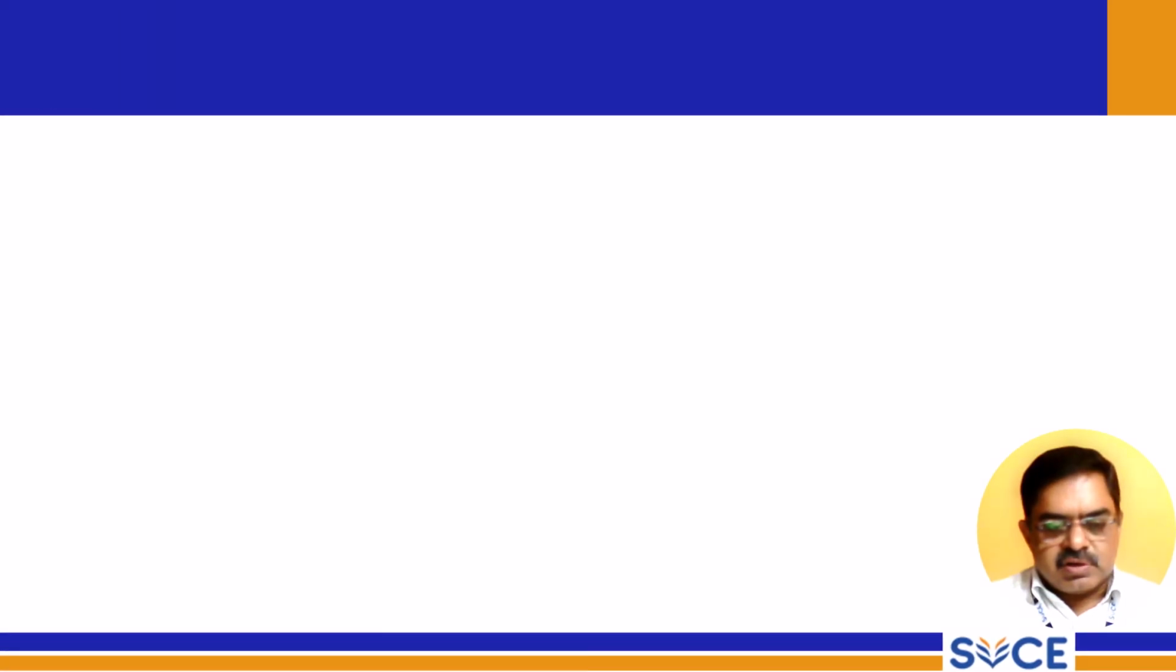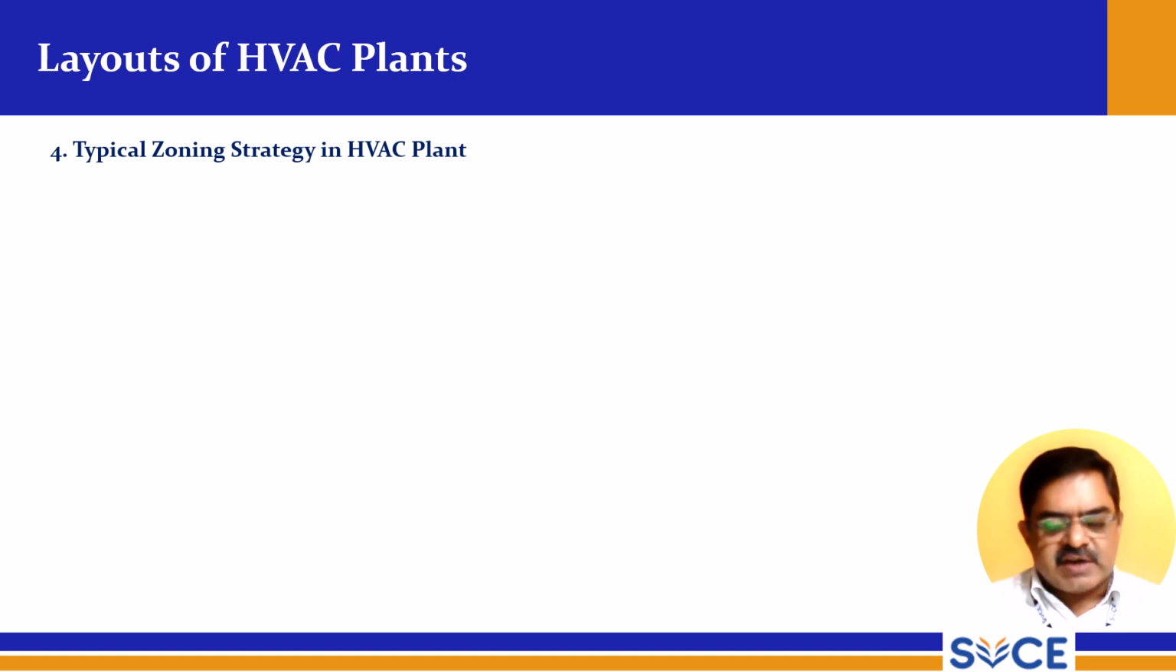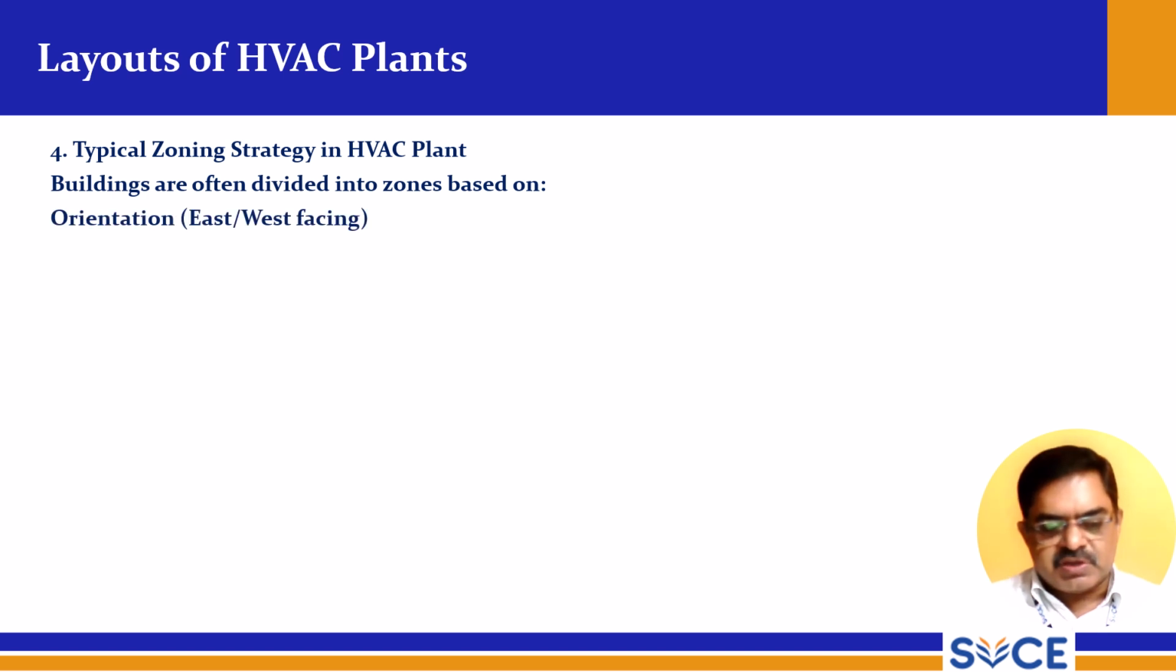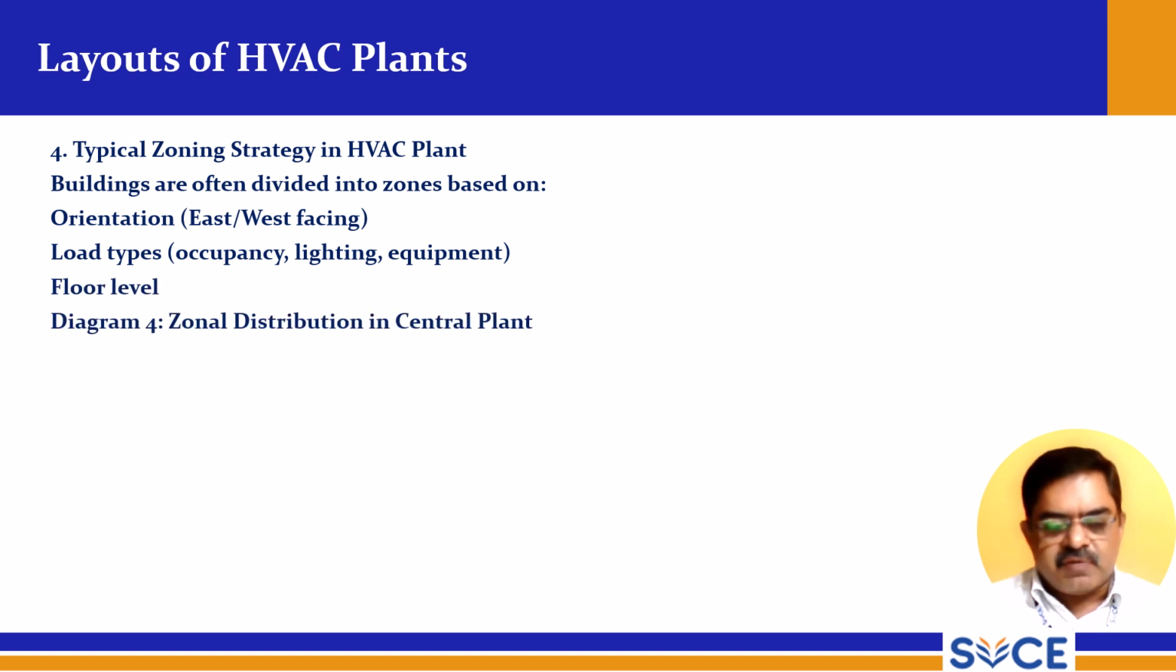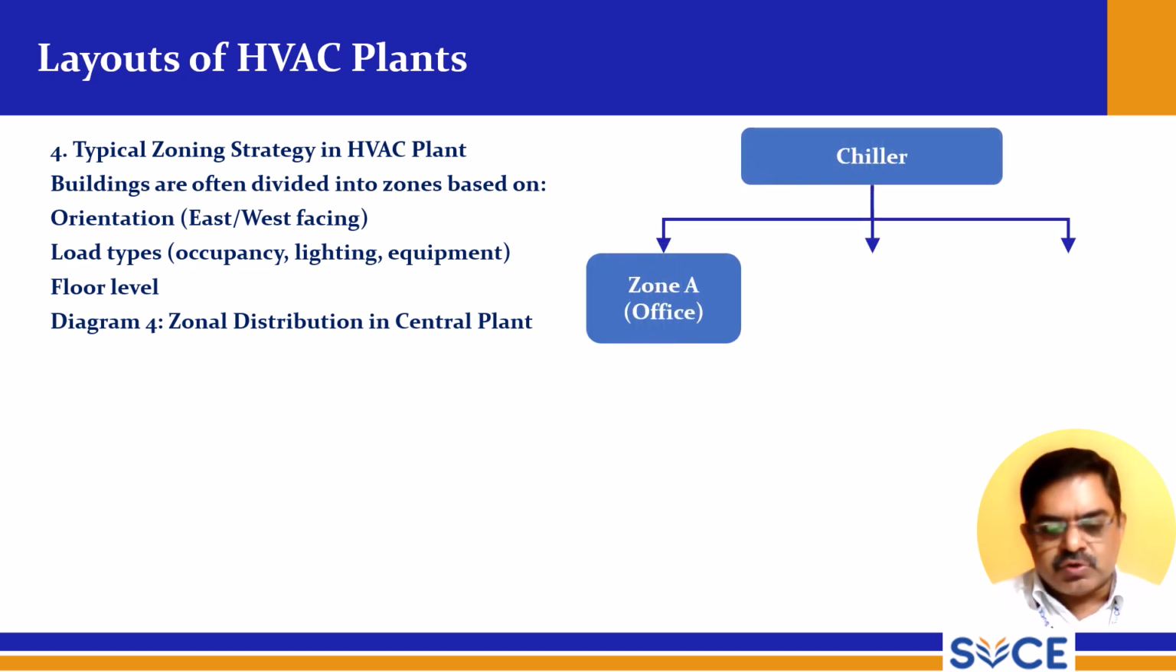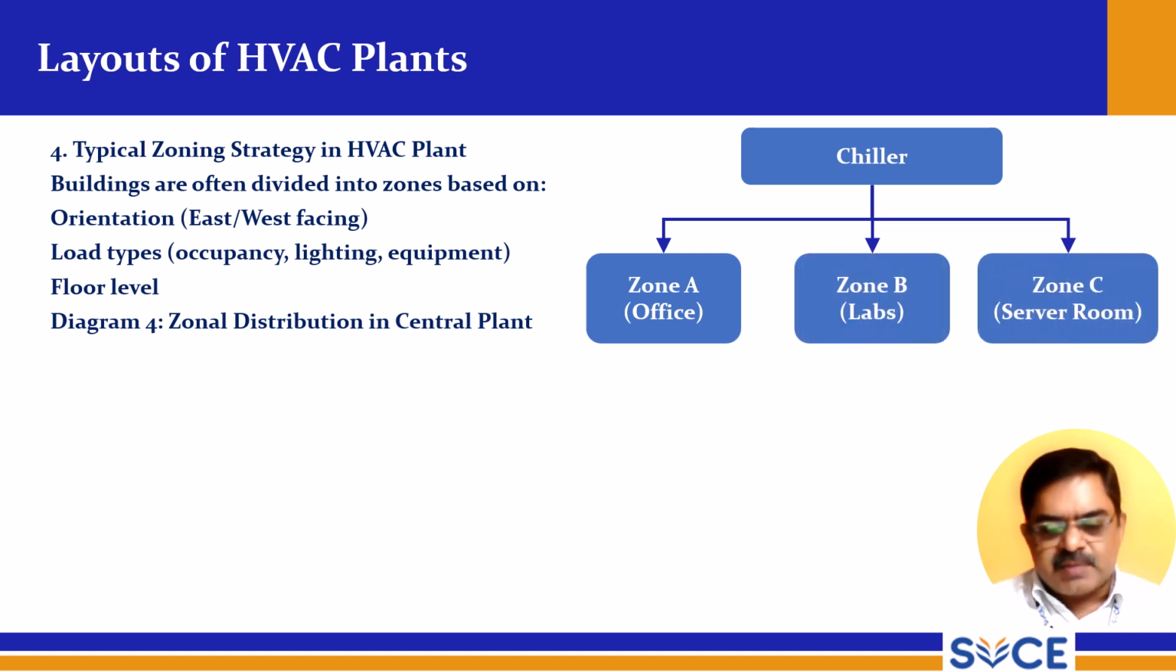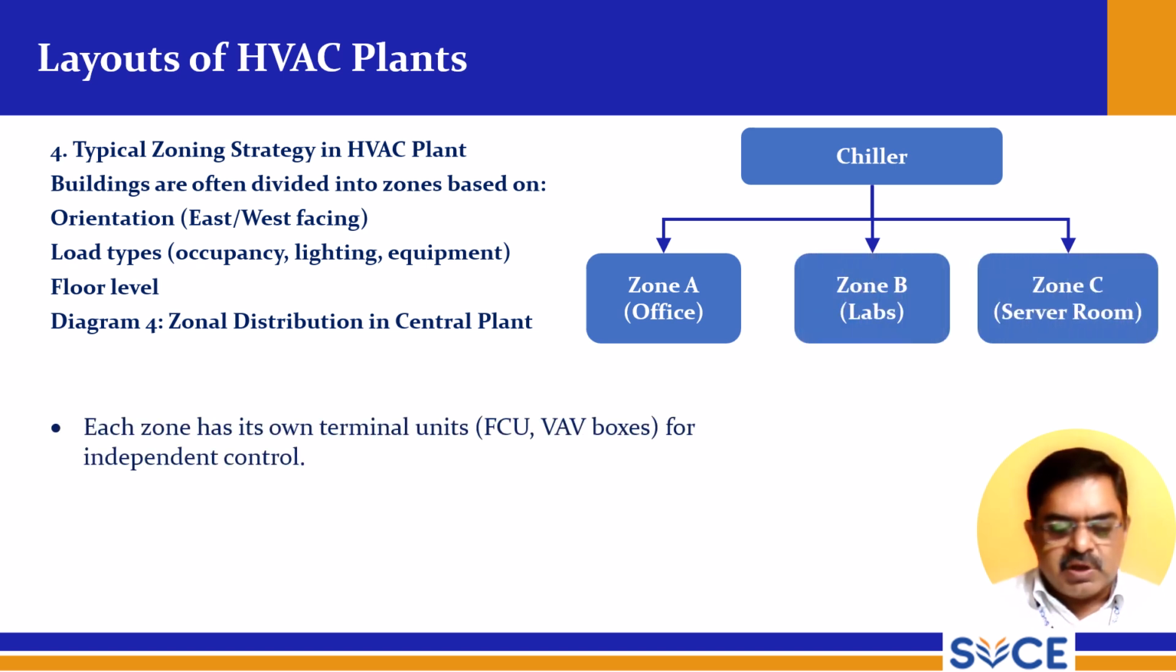Next one is the typical zoning strategy in HVAC plants. Buildings are often divided into zones based on orientation, such as facing east or west, load types, occupancy, lighting, equipment, and floor level. Diagram 4 is the zonal distribution in a central plant. We are dividing into zones: zone A is office, zone B labs, for example, zone C is server room, and each zone has its own terminal units, FCUs or VAV boxes, for independent control. These are the key features.